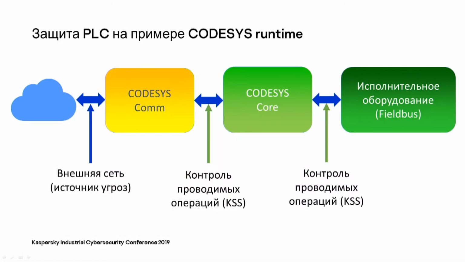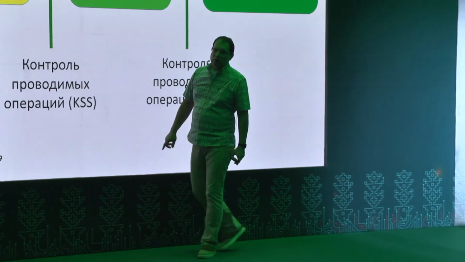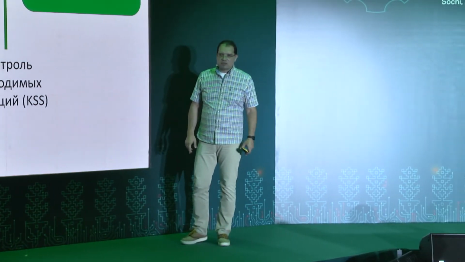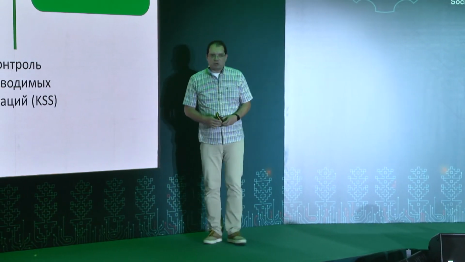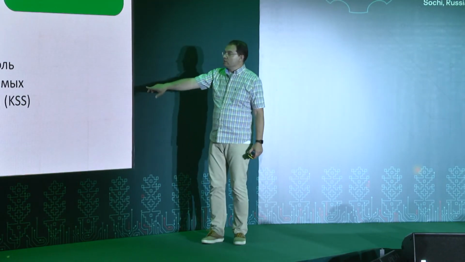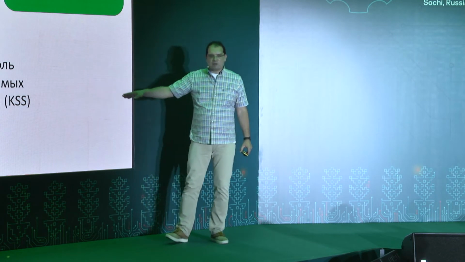On the next diagram, I'll show you more of that. We have an external network, and threats are coming from the external network. If the communication component is compromised, we have an additional layer of protection. In terms of the OS, it enables us to put up our security policies. We may not enable certain actions, for example, upgrading firmware. And also, on the field bus level, we control operations.